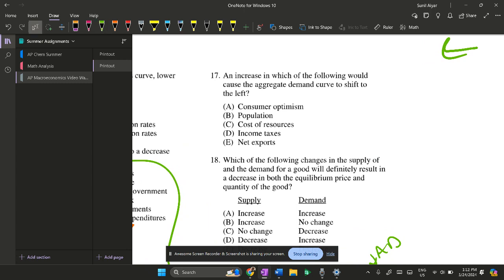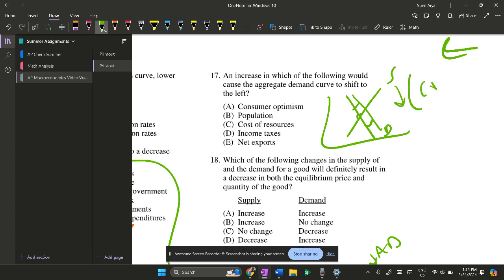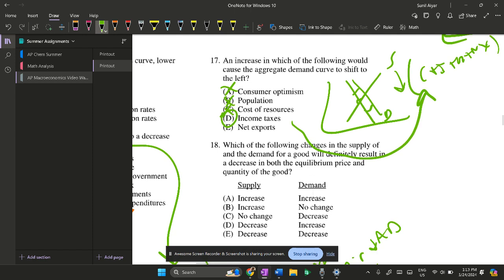An increase in which of the following would cause the AD curve to shift to the left? So one of these things decreased. Consumer optimism is not part of that, not a part of that, not a part of that. This is a part of that, income taxes, because that directly influences consumption.